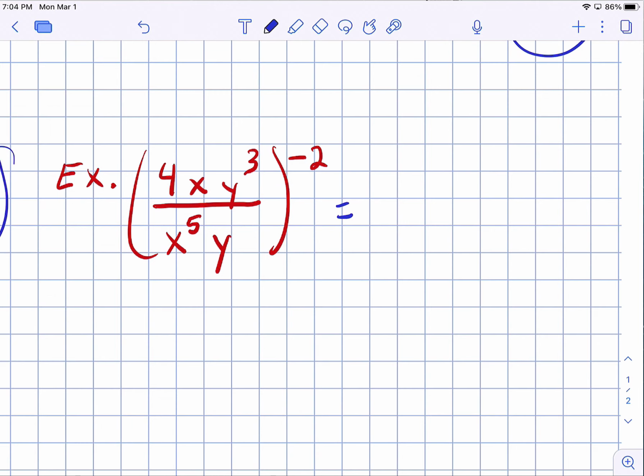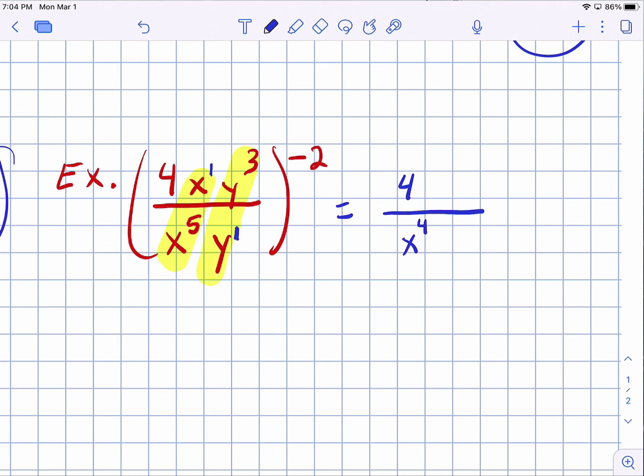If I look at that, there is. I have these x's, I have these y's, so I can simplify those. The 4, I can't do anything with, so I'm just going to leave it alone up there in the numerator. Remember, I have x to the first up above and x to the fifth in the denominator. The difference between those two is 4, and since there's more in the denominator, I'm going to put x to the fourth in the denominator.